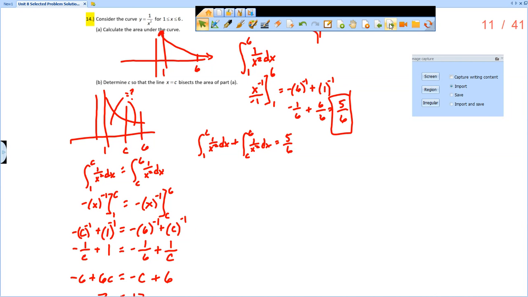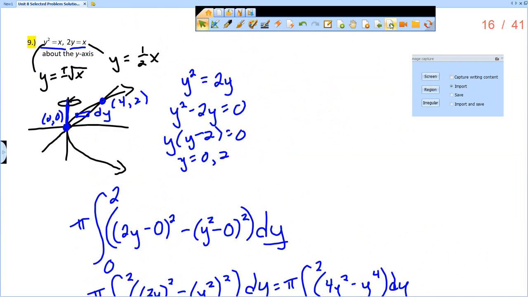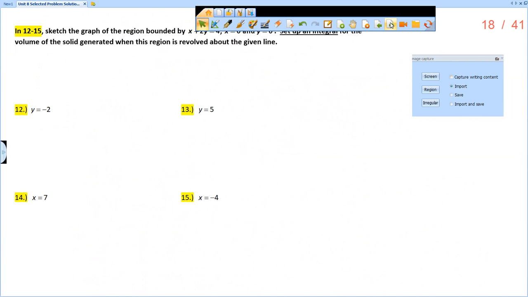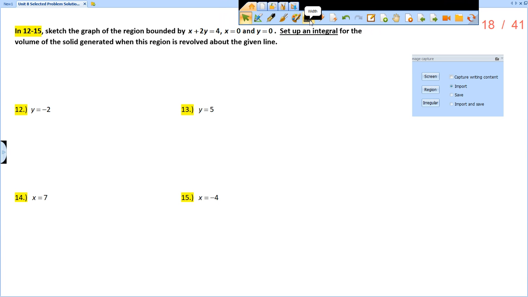This is the solution video for section 8.2, problems 12 through 15. It says sketch the graph of the region bounded by x plus 2y equals 4, x equals 0, y equals 0, and then set up an integral for the volume of the solid generated when this region is revolved about the given line. So we've got four different problems that are all associated with that region.